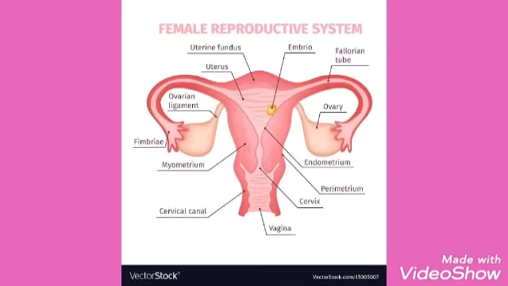Now the discussion about the uterus. It is also called the womb. It is shaped like an inverted pear. It is attached to the pelvic wall by ligaments. The uterus is the part where the embryo develops into the fetus. The uterus opens into the vagina through a narrow cervix.